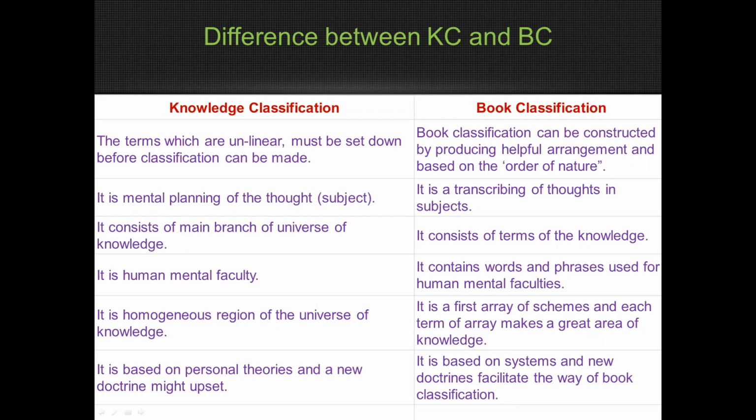Whatever we are doing in the library classification, that is the book classification. And whenever new knowledge develops, the thinkers will classify it based on some doctrine, based on some theories, and that knowledge will go to that particular subject. That is called knowledge classification.